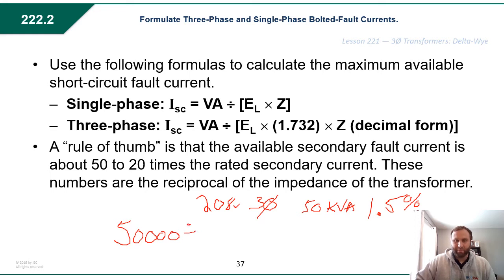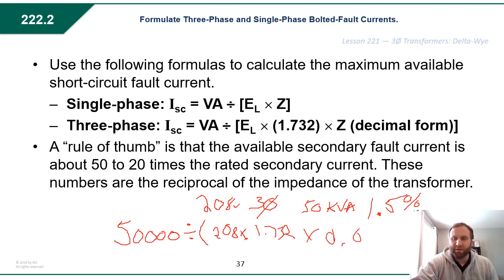divided by my 208 times the square root of 3. Sorry for my handwriting. Times the 1.5%, or in its decimal form, 0.015. Multiply all that together.